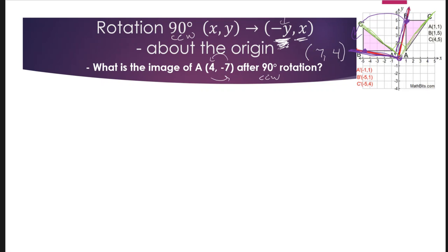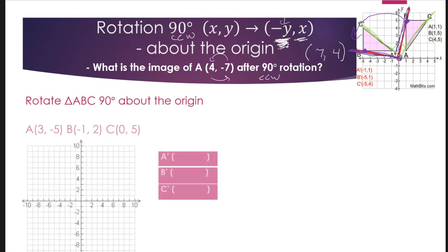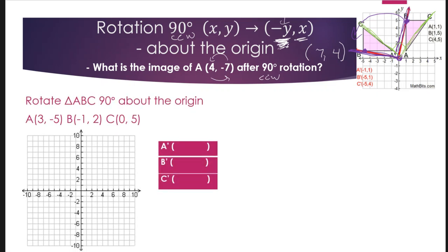All right, so let's look at our first example when it comes to these rotations. For the first one here, I think the other ones I have the graph already done, but for this one I left it blank. We want to follow the same steps we did before. So graph the original. We always want both on the graph. So it's 3, -5. That's our A. B is -1, 2. And C is 0, 5.